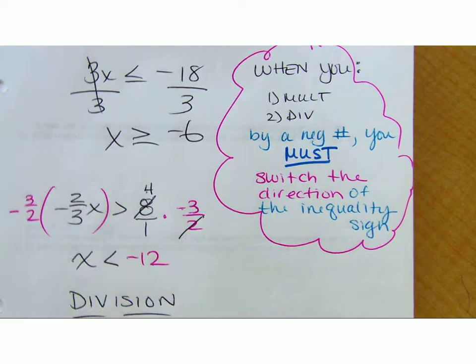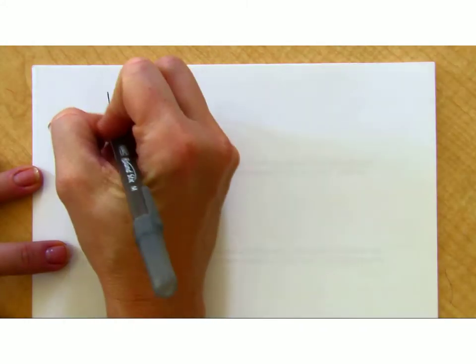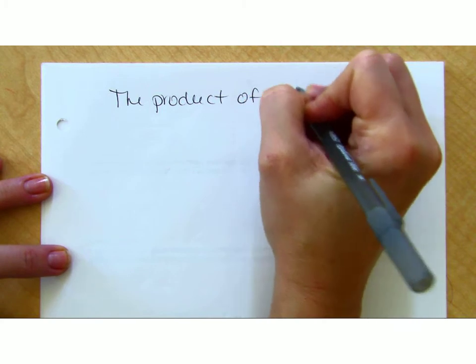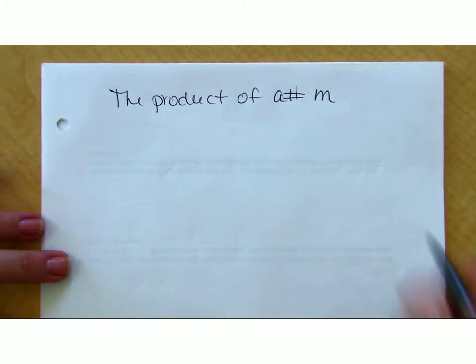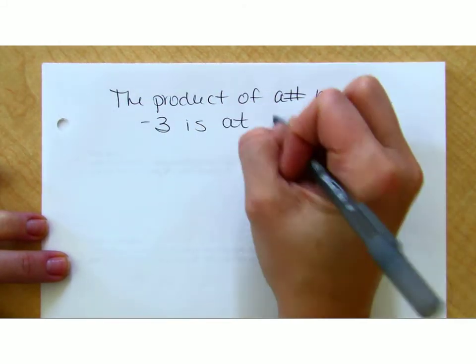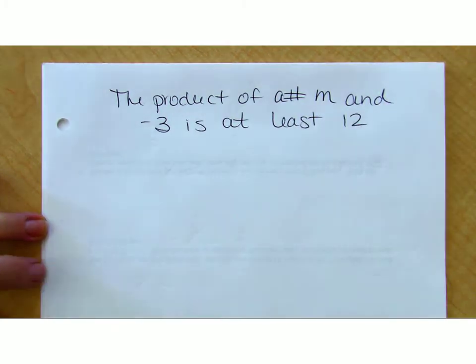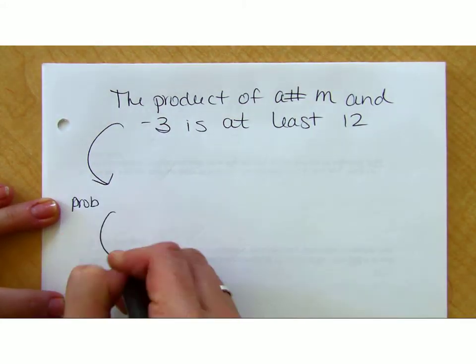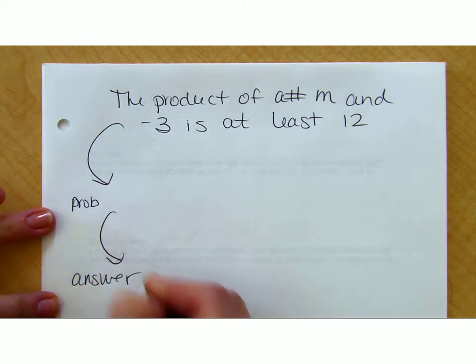So let me show you one more example. We had our verbal models for addition and subtraction. We got to do some verbal models for multiplication and division now. So if I were to say the product of a number, we'll call that number M, and -3 is at least 12, you got to take this all the way through that cycle. Take it from the verbal to the problem to the answer to the graph.